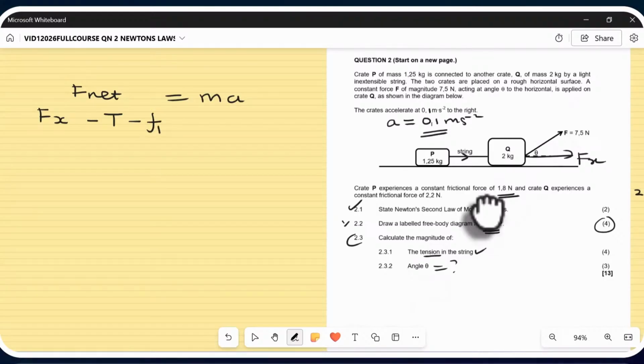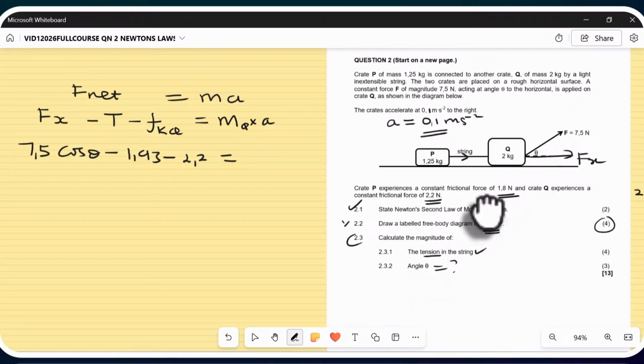Okay, so here, our Fx, because it is adjacent, is given by the 7,5 cos of theta, minus the tension which you got as 1,93, minus frictional force on Q, which is 2,2 here. They gave us 2,2, and then equals 2 multiplied by 0,1.